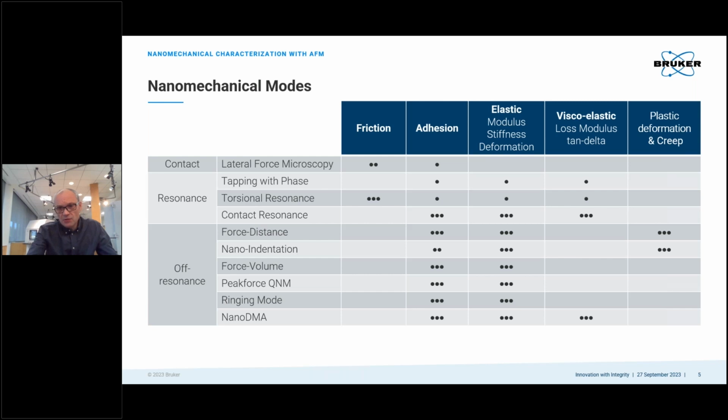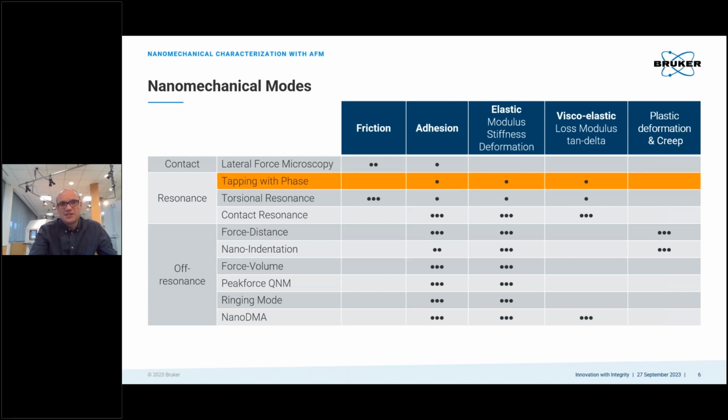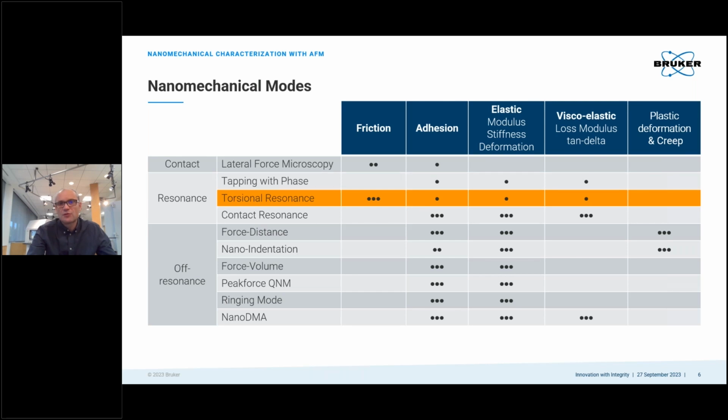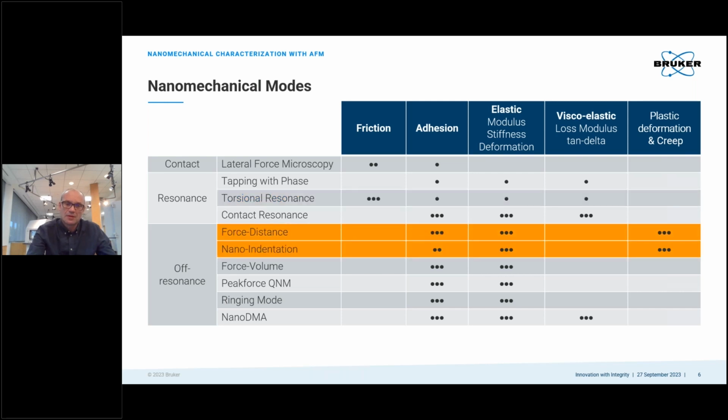We'll go through in this webinar some of these, not all of them. We'll start with tapping, one of the resonance modes, one of the historic, very important modes for topography imaging, which also allows us to do some mechanical mapping. We'll also look at torsional resonance mode, where we have a resonance that, instead of normal, will be lateral. We'll skip contact resonance, although I think there will be at least one example in this presentation.